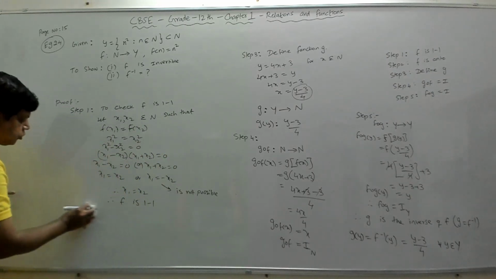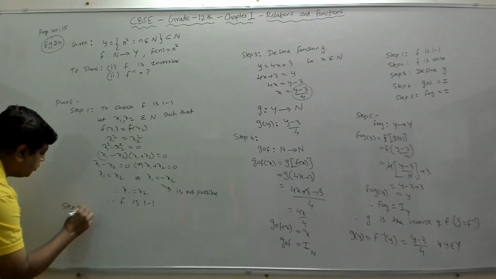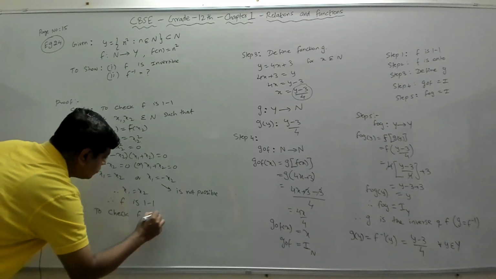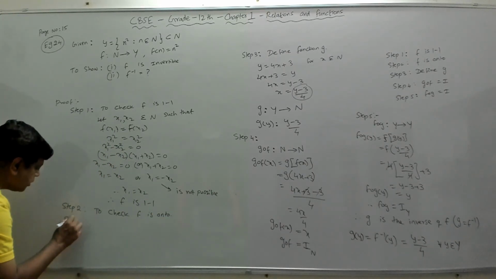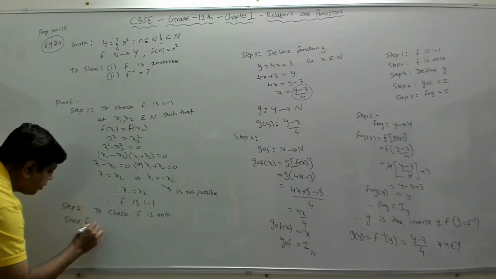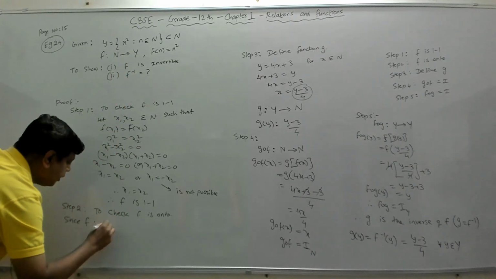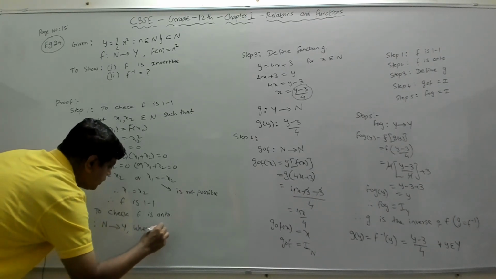So how do we show f is onto? Step 2 is to check f is onto. Since f is a function from set N to Y, where Y is the range of f.